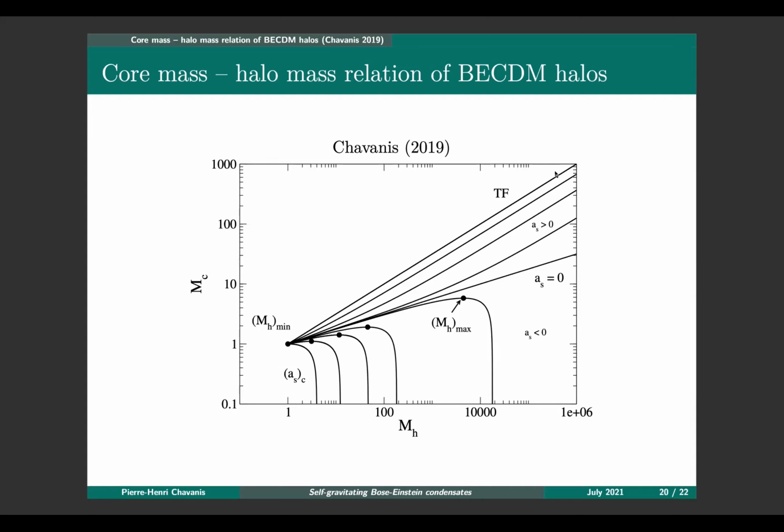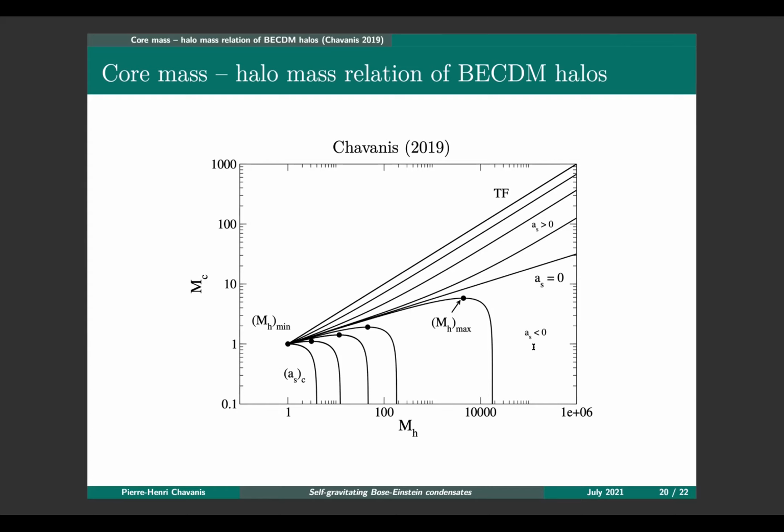In the Thomas-Fermi regime, we have this power law, and in between, for positive or repulsive self-interaction, we have these different curves. So in that case, the core mass increases monotonically with the halo mass.